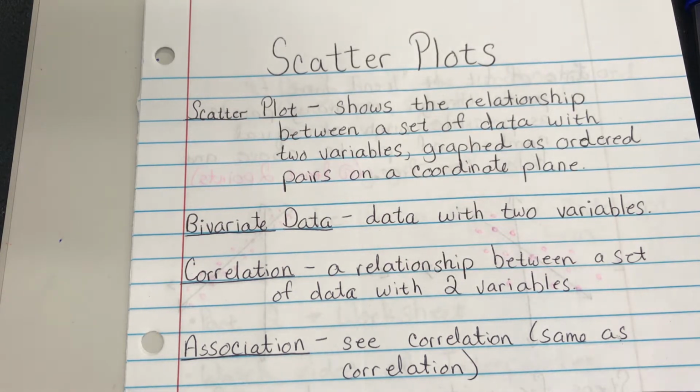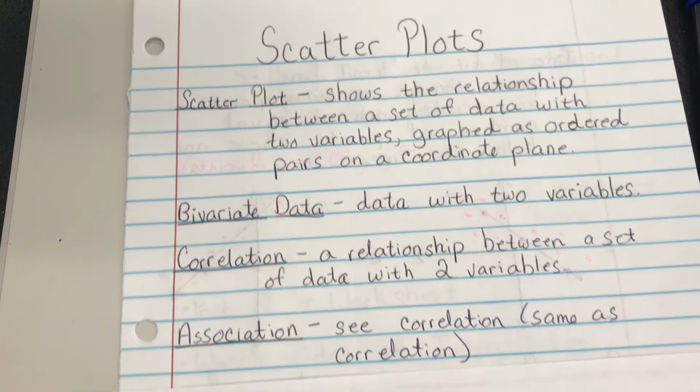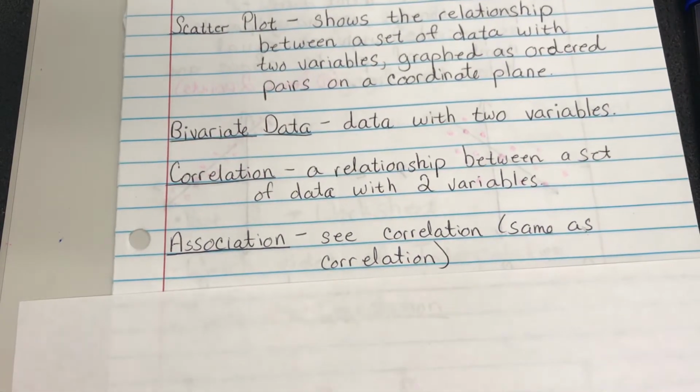We have a scatter plot. A scatter plot shows a relationship between a set of data with two variables, graphed as ordered pairs on a coordinate plane. Okay? Bivariate data is data with two variables. Correlation is a relationship between a set of data with two variables. Association and correlation are the exact same thing. It's the relationship between the data.